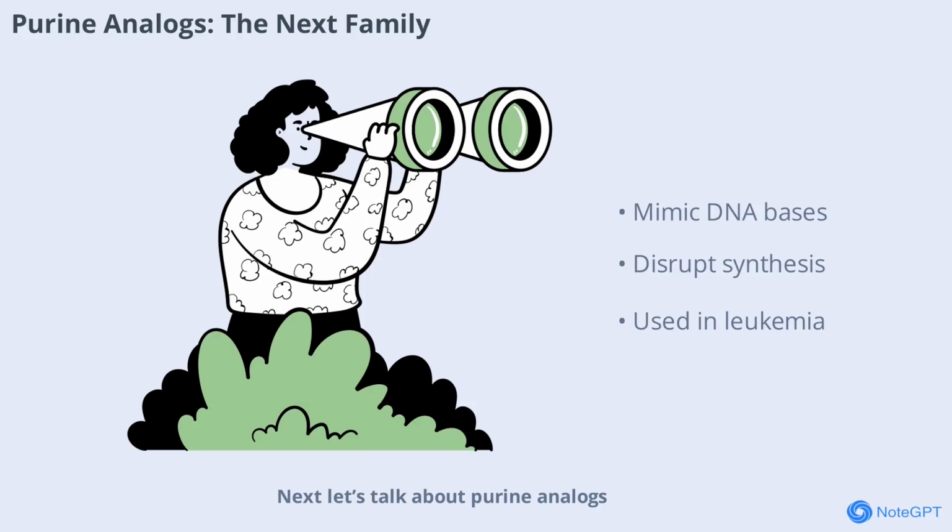Next, let's talk about purine analogs. These drugs masquerade as adenine or guanine, two of the four bases in DNA. The most well-known are 6-mercaptopurine and 6-thioguanine. Once inside the cell, they get incorporated into DNA and RNA as fraudulent nucleotides. This disrupts purine synthesis and causes strand breaks, stopping cancer cells from growing.